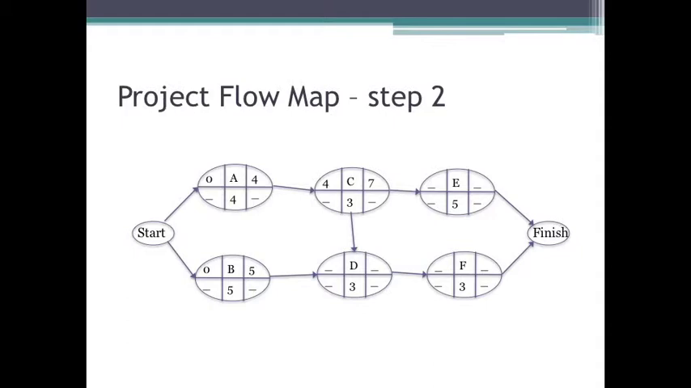Now for D, it becomes kind of interesting because D has both B and C for a predecessor. So what is D's earliest start time? Well, you recall that the earliest start time for a task is the largest earliest finish time of all of its predecessors. So let's see. B has an earliest finish time of 5. C has an earliest finish time of 7. What's the larger of these two?